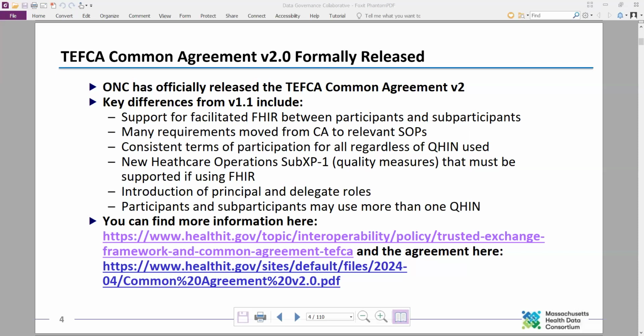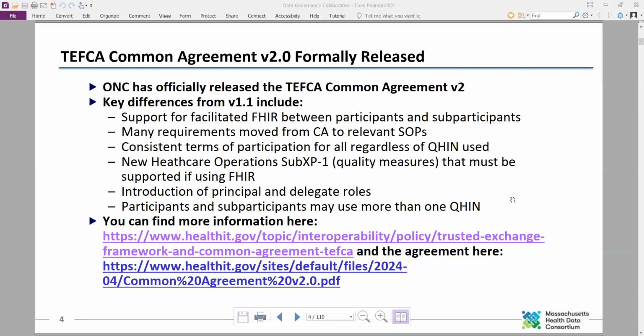Basically, that means that you can use TEFCA to look up the endpoint directory and then do your FHIR thing from there, underneath the agreements that are part of TEFCA. They also moved a lot of specific requirements from the common agreement into the various standard operating procedures so that they're in the place where they most apply. They also made more consistent terms of participation.